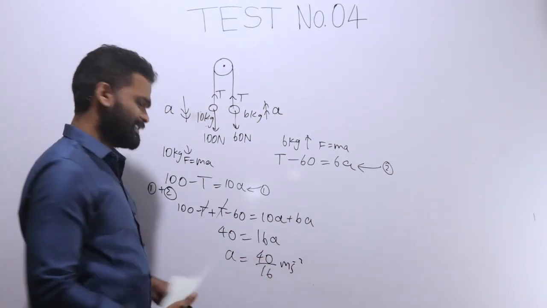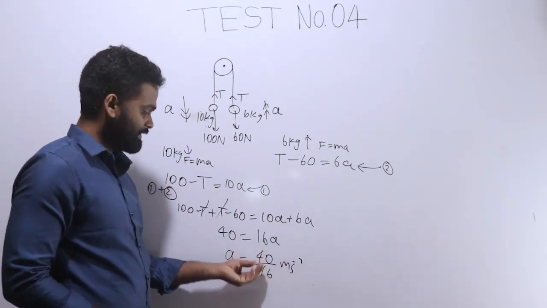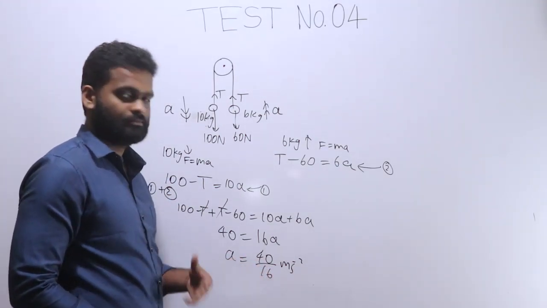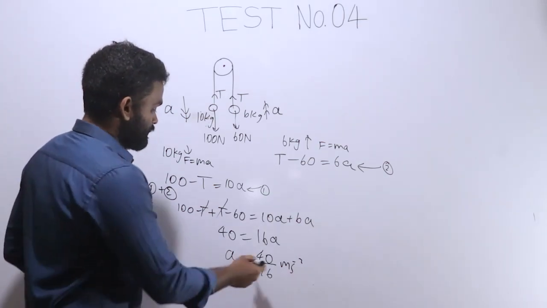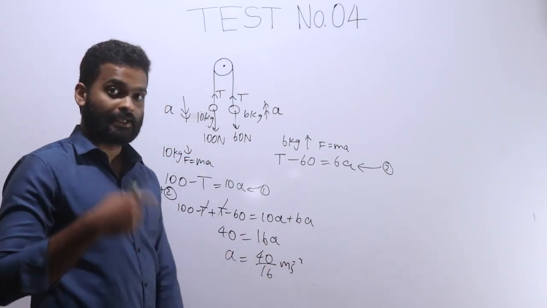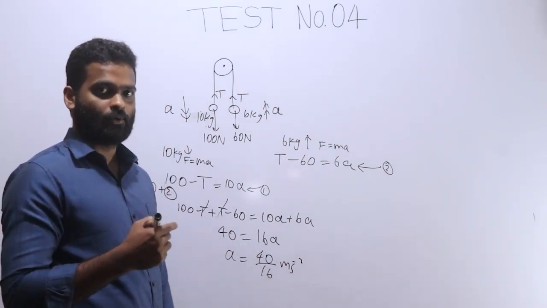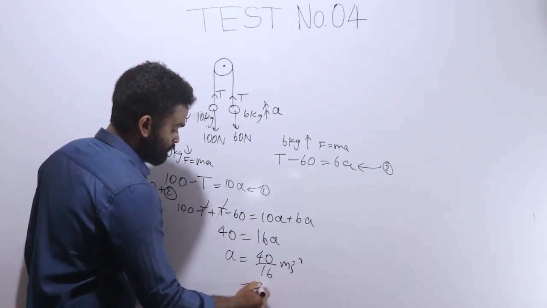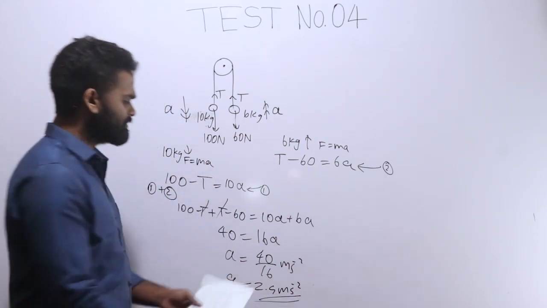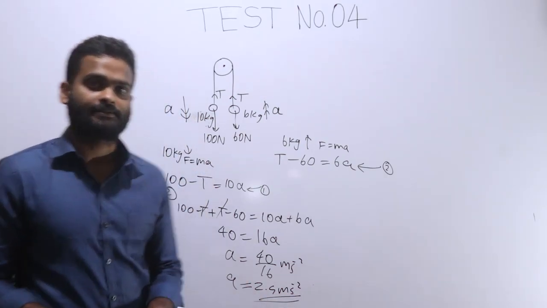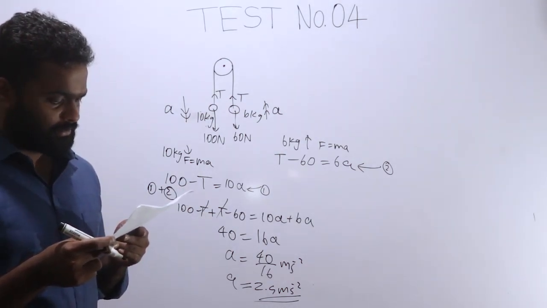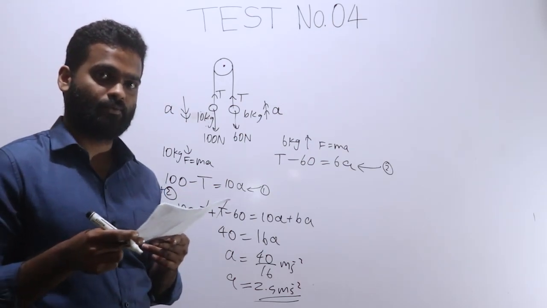So don't just directly divide by 16. First divide this by 4, then divide the answer again by 4, right? So it is 16. We divide 40 by 4, it is 10. Then if you divide again by 4, 10 divided by 4 should be 2.5 meters per square second. So this is the acceleration of the system, or of each object. So the answer should be the first one for the 14th question.